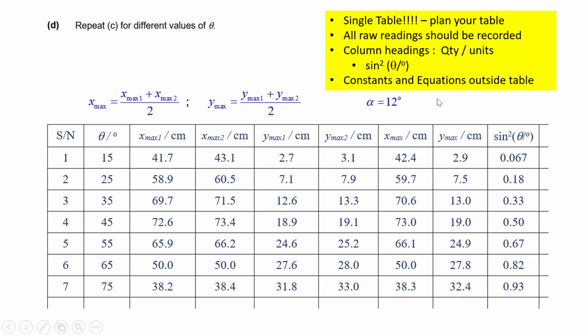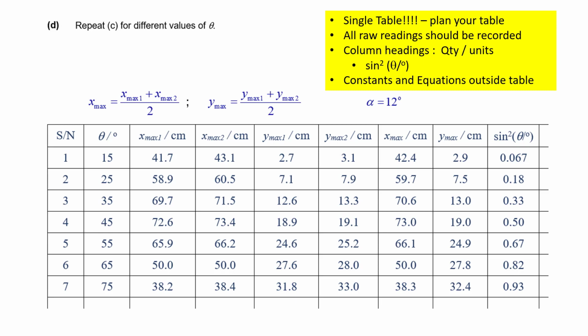Okay, now beyond the table, for the derived readings, you need to tell us how you get these values from the raw readings. So you should state for us, like define what is x max. It's derived from x max 1 and x max 2 divided by 2. Similarly for y max.